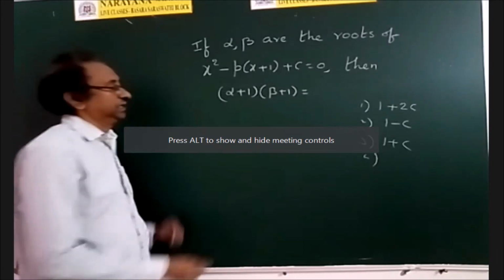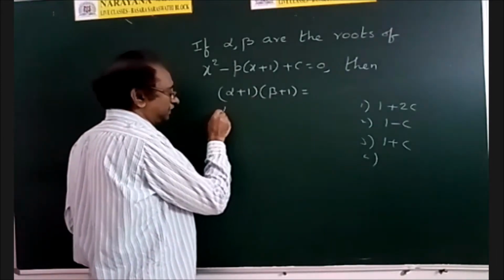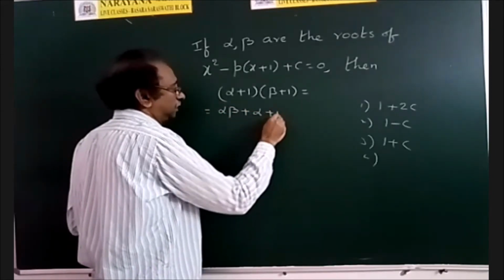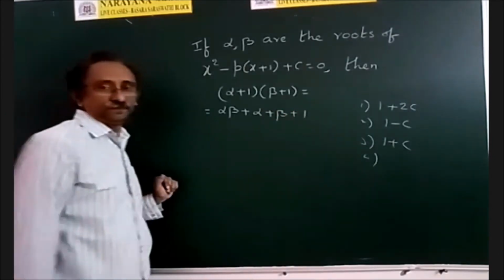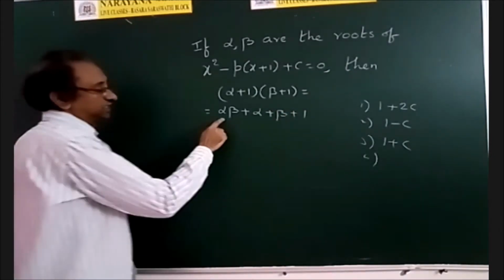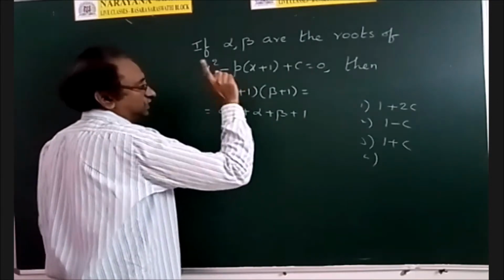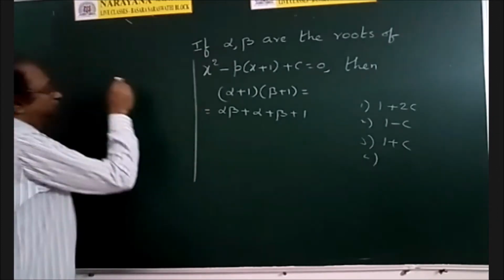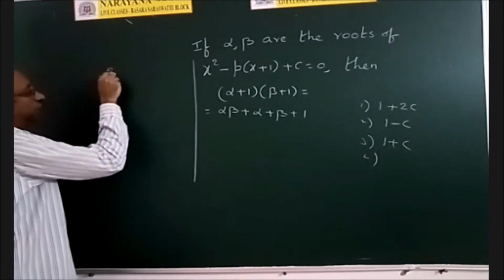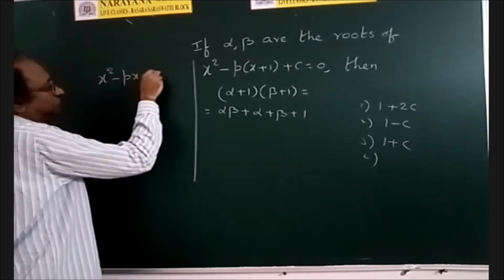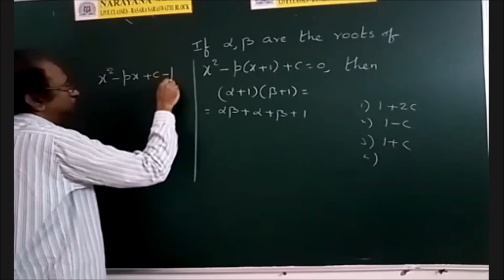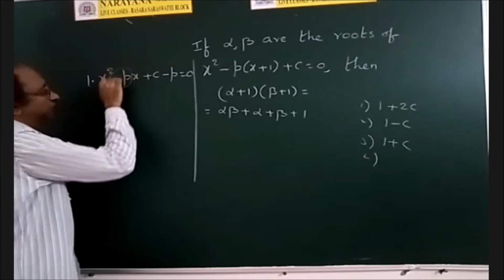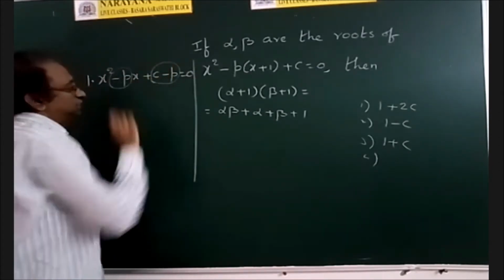And now what is the question? Alpha plus 1 into beta plus 1. If you expand that, this is alpha beta plus alpha plus beta plus 1. To find this, we know product of the roots, sum of the roots. And what is the equation? First of all, observe, this is not in the form of ax square plus bx plus c. So first we change that. That is x square minus px plus c minus p. Now it is in that form. a is equal to 1, b is equal to minus p, and c is equal to c minus p.